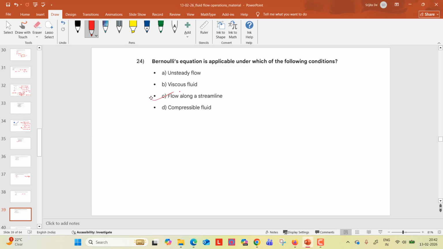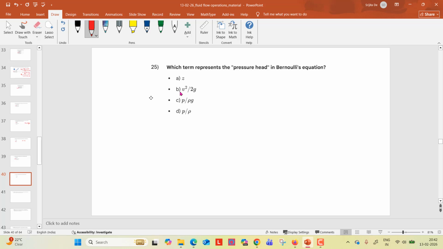Which term represents the pressure head in Bernoulli's equation? It is the P by rho g term. It is the pressure head. Next, what is the unit of this P by rho g? So P is in Newton per meter square, rho is in kg per meter cube, and g is in meter per second square.